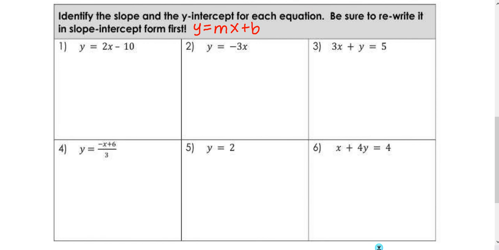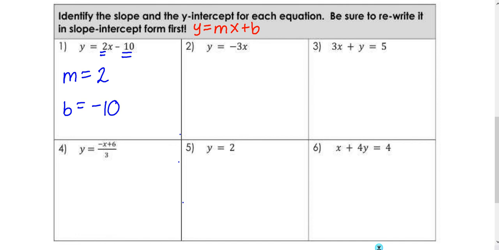In number 1, first, is it in slope-intercept form? Yes, because it's y equals mx plus b. So we're going to go ahead and write m equals and b equals. m is always the number in front of x, and b is always your constant. So in this case, your slope, your m, is 2, and your b is negative 10.